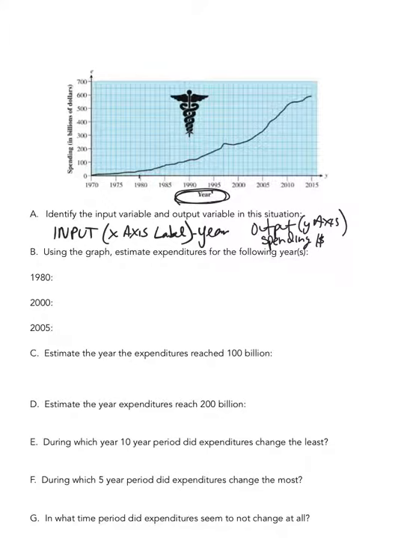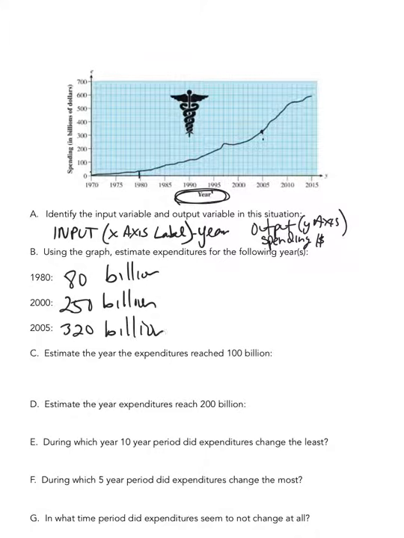Use the graph to estimate expenditures for the following years. 1980, you would follow this up and over to estimate, and I would say maybe 80 billion. I'm just looking up and over. The year 2000, if I go up and over, that looks like 250 billion. And 2005, it's right here. It looks like 320 billion, possibly. I'm estimating, so my estimations could be different from yours.